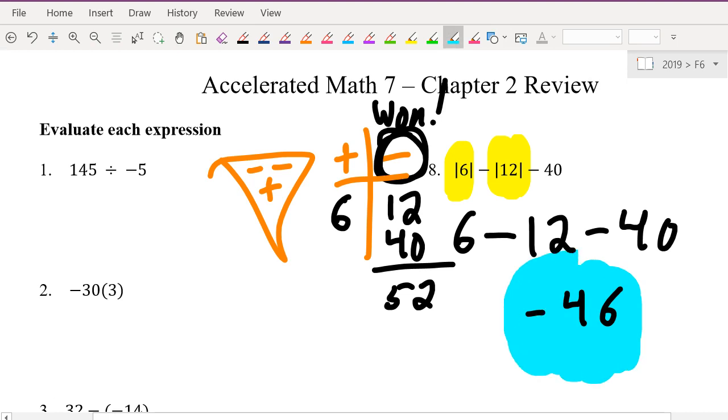Oh, look at all that highlighting. That's a lot of highlighting. That's a lot of candy.